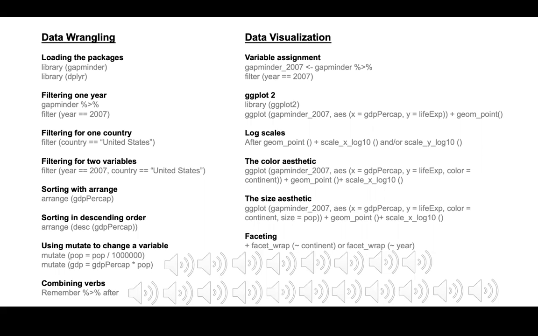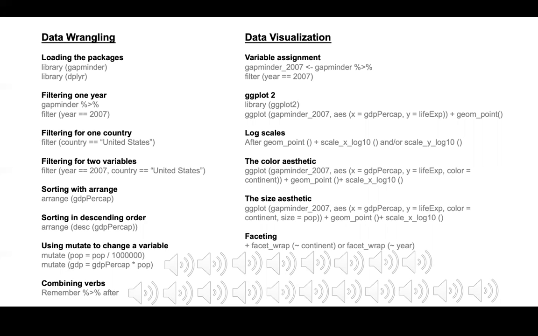Another basic verb is the arrange verb, and it will rank the values of a variable from the lowest to the highest. And sometimes you might want to have it in the opposite order. Then you can use this desc verb inside the brackets so that it ranks the values from the highest to the lowest instead.